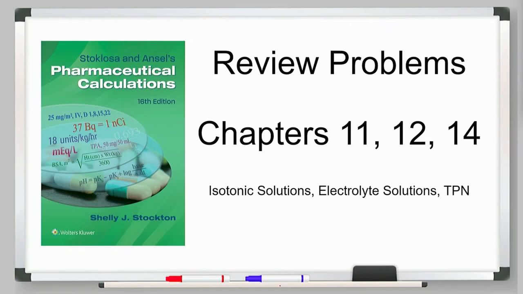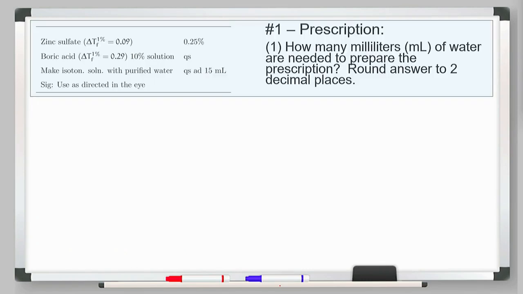Make sure you can do each of those forms for the eye drop, or for the isotonicity. So let me go ahead and try to work through the first ones then. Starting with the zinc sulfate, 0.25%, that's our drug at the concentration we need. And the boric acid says QS. It doesn't tell us how much boric acid to use.